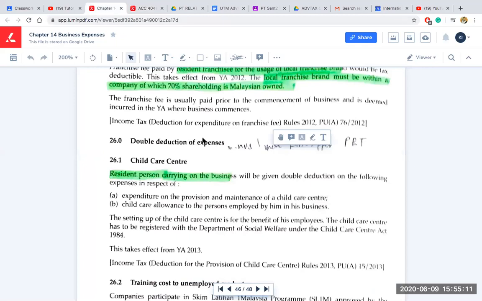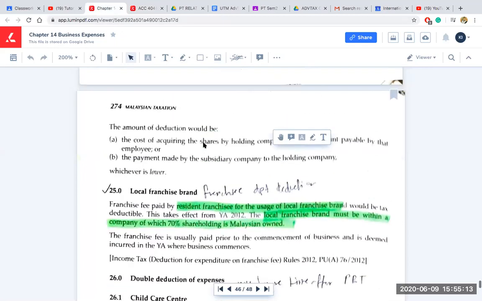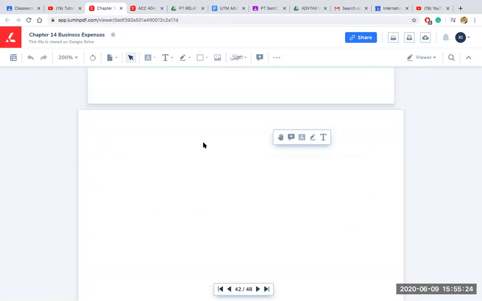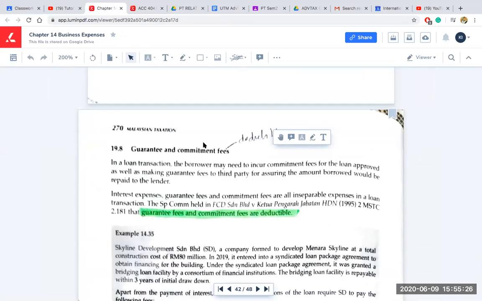269. Kalau business tutup kan? 269. Oh ha, betul kalau business tutup. Mana kalau yang business tutup. Tak tahu eh. Dia nak tengok balik. Lambat lah. 269. Retrenchment payment. Liquidation exercise. Okay, saya faham dah.